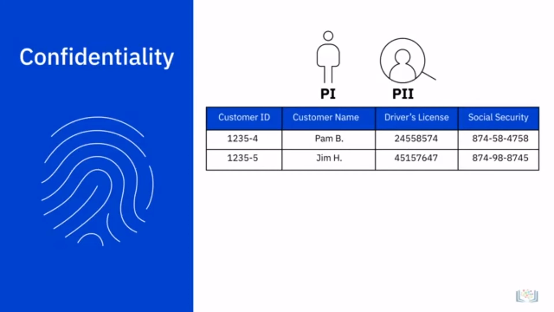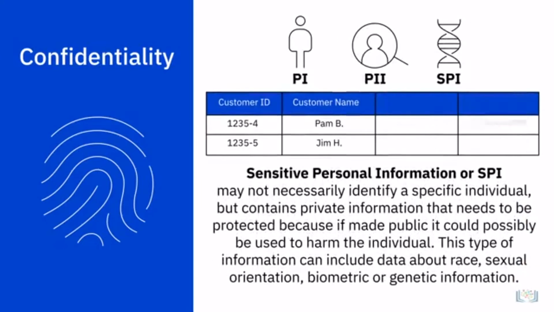And lastly, sensitive personal information, or SPI, may not necessarily identify a specific individual, but contains private information that needs to be protected because, if made public, it could possibly be used to harm the individual. This type of information can include data about race, sexual orientation, biometric, or genetic information.